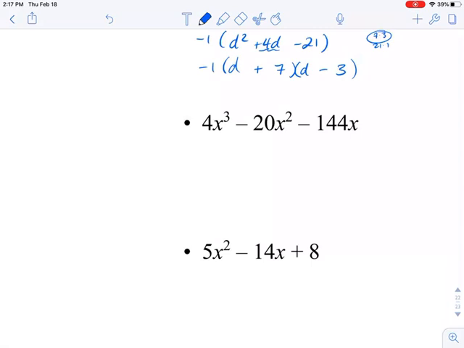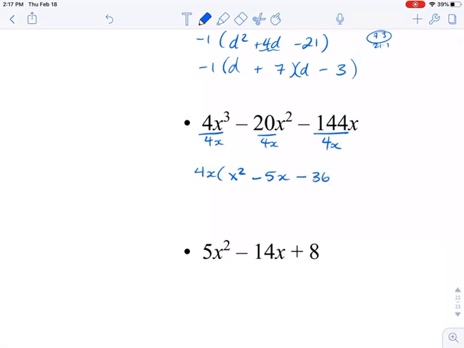All right, so a couple things to check. Can I divide each term by 4? Looks like I can. And x. So we're going to factor out the 4x, which means 4x cubed divided by 4x is just x squared. Negative 20x squared divided by positive 4x is negative 5x. And 144 divided by 4, I'll have to think about this one, is going to be 36.